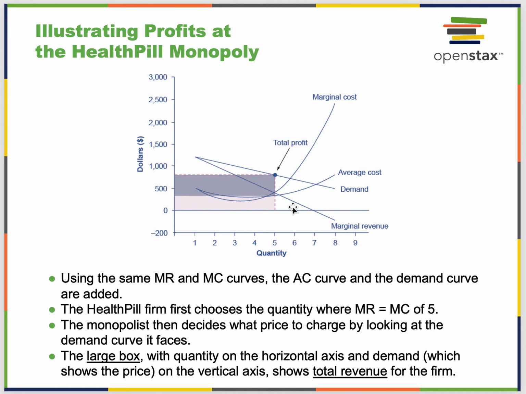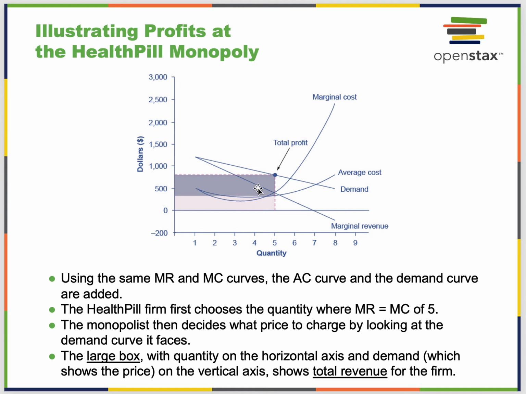So using the same marginal revenue and marginal cost curves, we look at the average cost curve, and we look at the demand curve. Even though marginal revenue and marginal cost cross here, so they want to operate at a quantity of 5, they do not want to operate at 500. They want to operate up here at like 750. So you take the line through the quantity where marginal cost and marginal revenue are equal, and project through that point up to the demand curve. And then that will be your price. And that's where monopolists want to operate. That will give them the most profit.